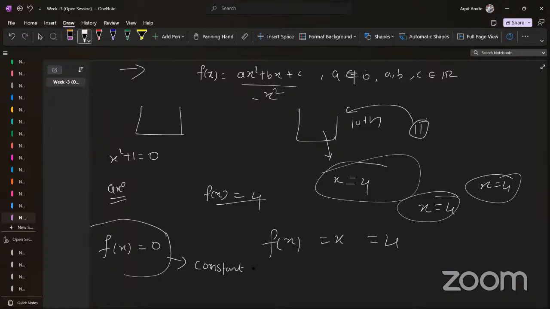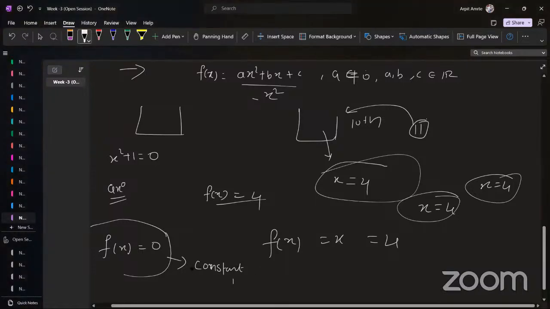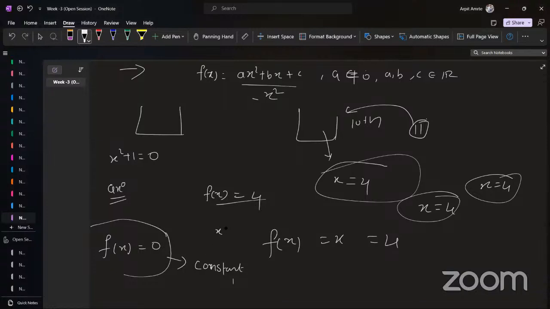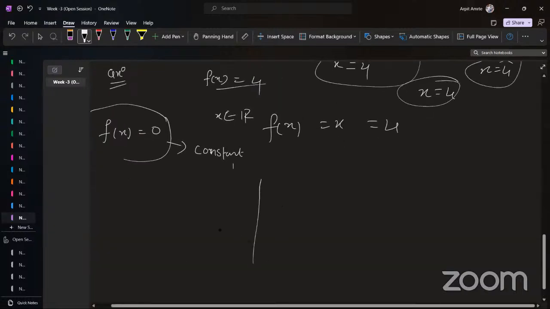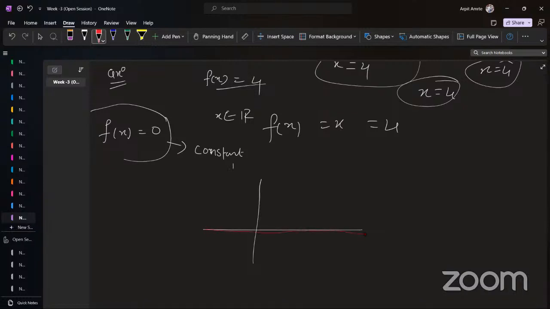Please don't use the polynomial term, because polynomials are in your week 4. We have not covered them yet, otherwise other people will be confused. So we will say this is a constant function. Why are we saying that? Because we are taking all the values of x from R, and we are getting a function like this.